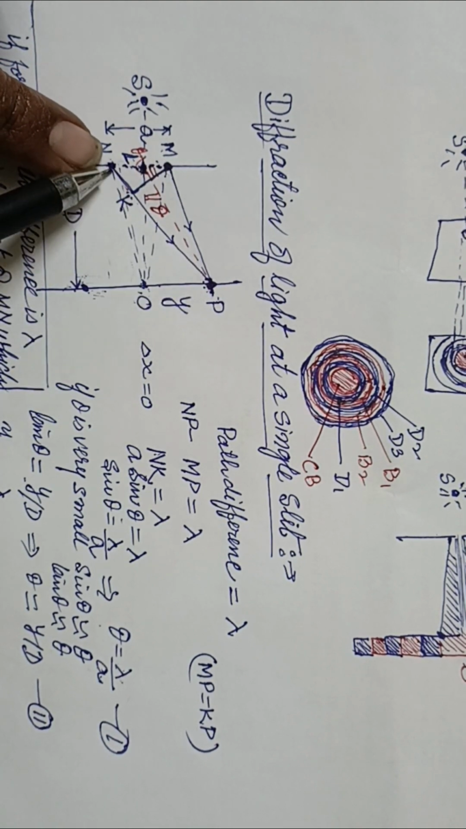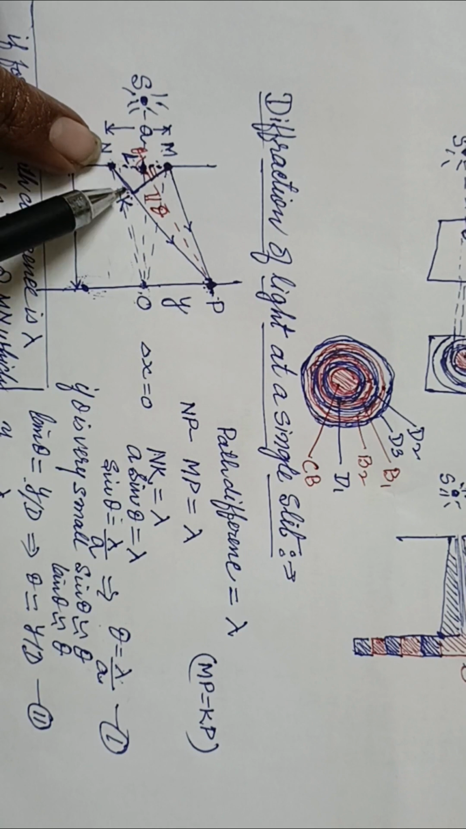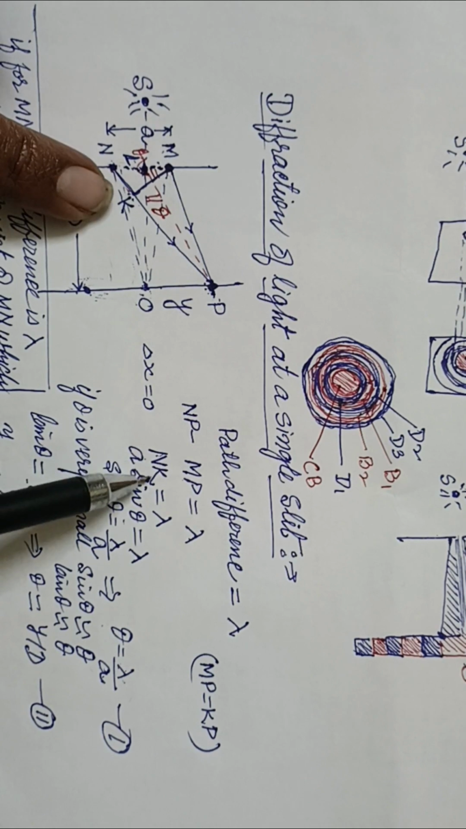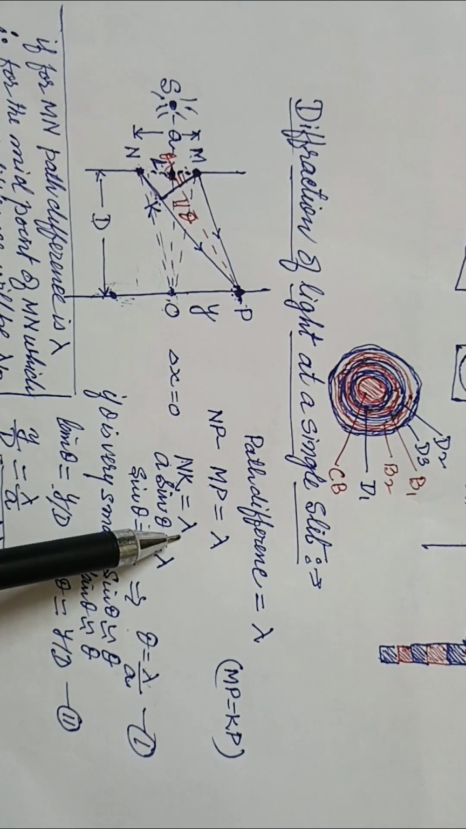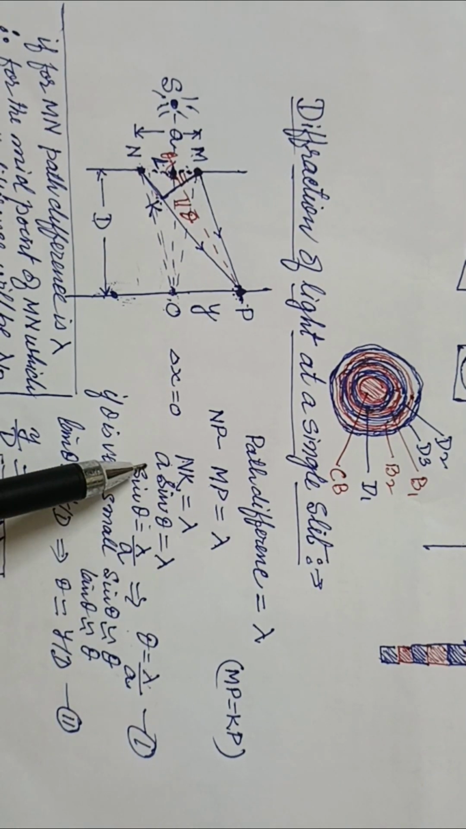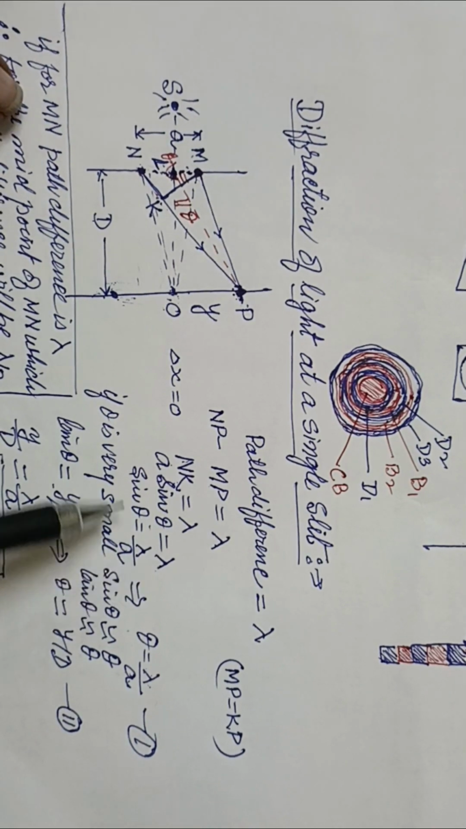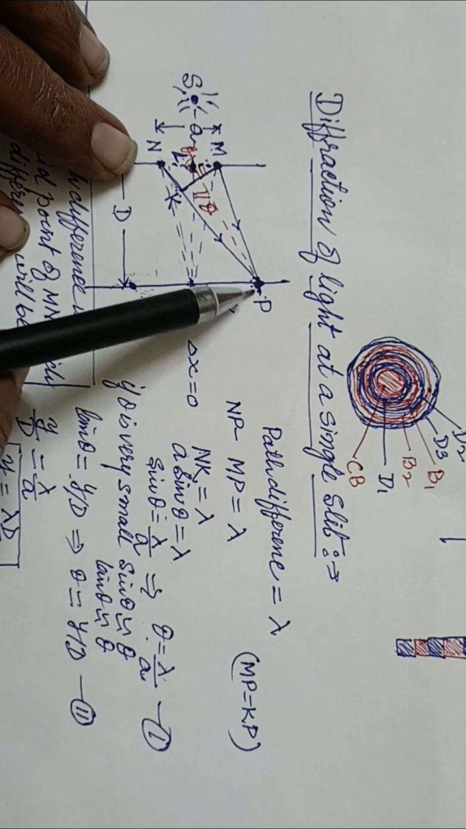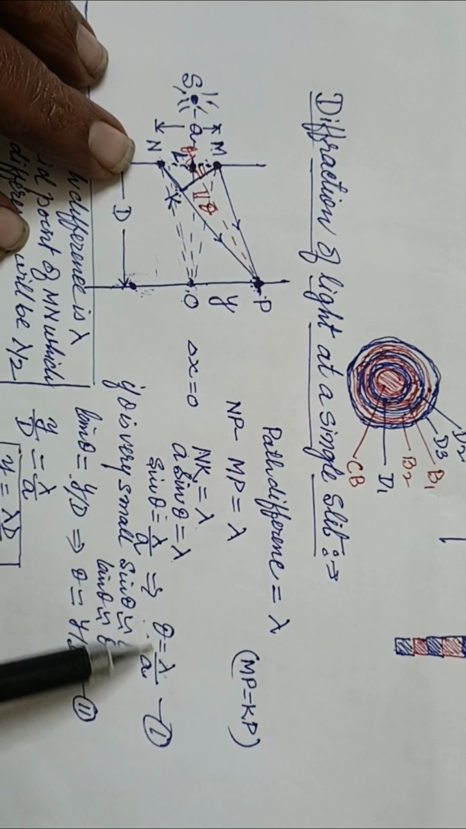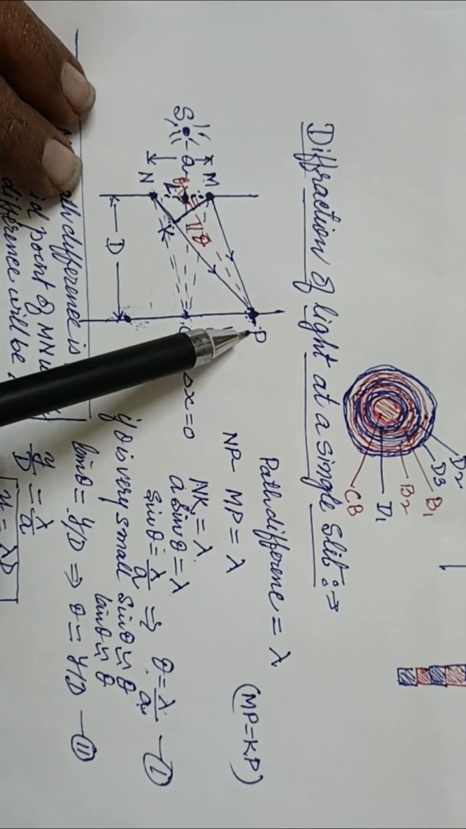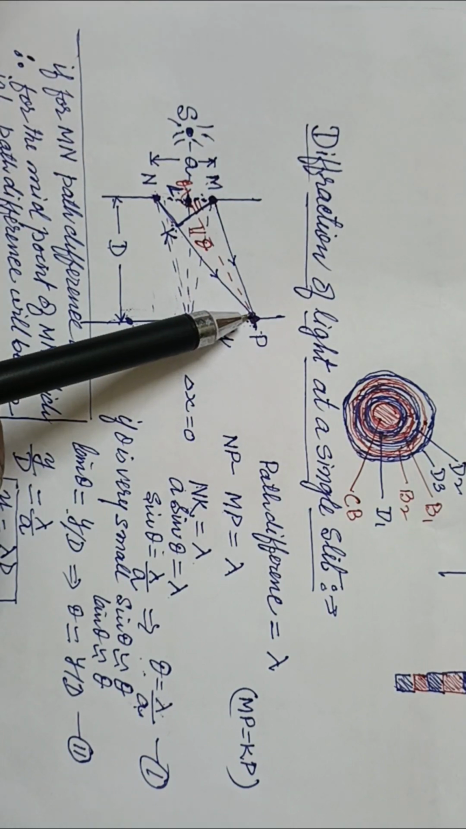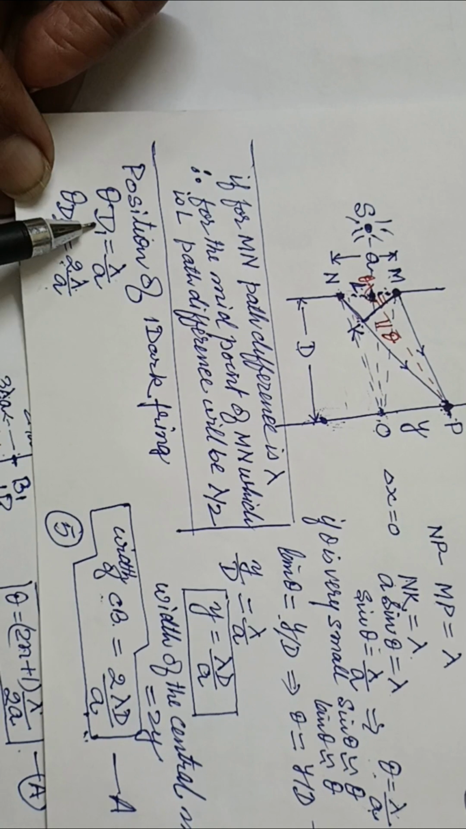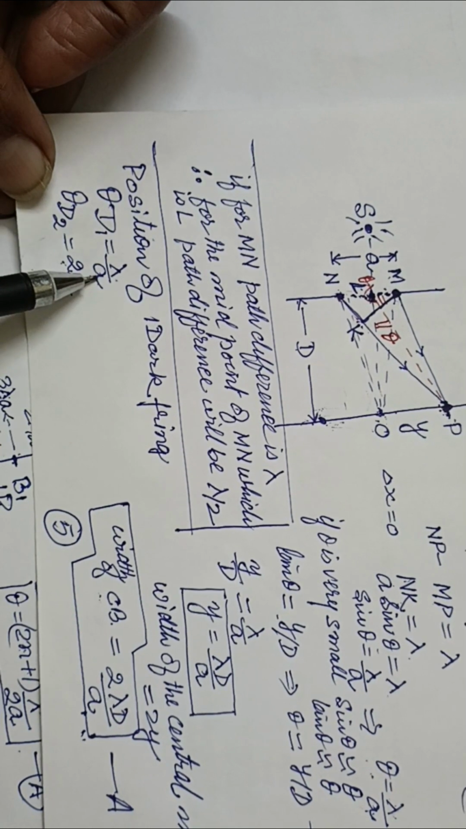The entire region is the central bright fringe. The path difference from M to P and N to P is this much extra portion, which we had calculated and supposed to be lambda. If it is lambda, then a sin theta equals lambda, and from that we got the position of this point, theta equals lambda by a. At this position you get the first dark. So the position of the first dark is lambda by a.